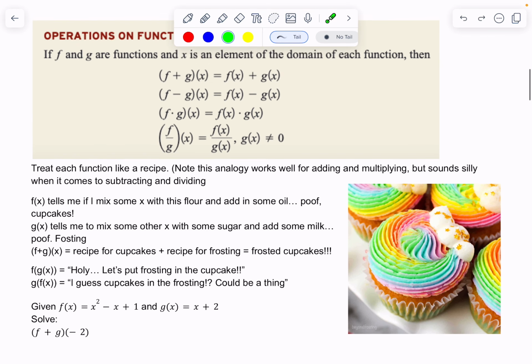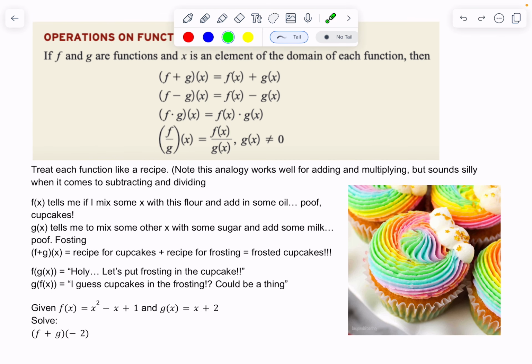Best way I view functions and operations is to treat it like a recipe. Bear with my analogy, just go with it. So if you had f of x, it was a recipe, and it tells me to mix a little bit of x with some flour and maybe some oil, poof, you get cupcakes. Yay, loving that cupcakes. Now, if g of x was to tell you to mix some sugar and some milk, you get, poof, frosting. Meant to say frosting.